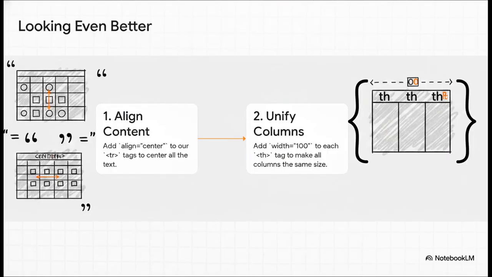First, let's center all the text. A really quick way to do this is to add the align equals center attribute to both of our TR tags. Then, you see how the columns are all different widths? To fix that, we can add a width equals 100 attribute to each one of our TH header tags. This forces every single column to be the exact same size, giving us a really nice, clean, uniform look.